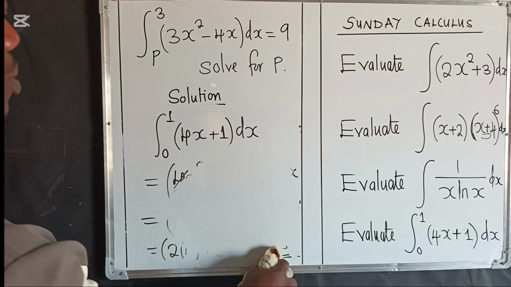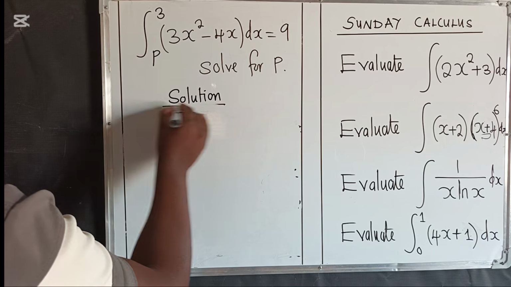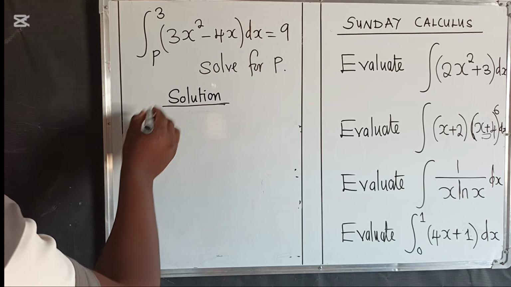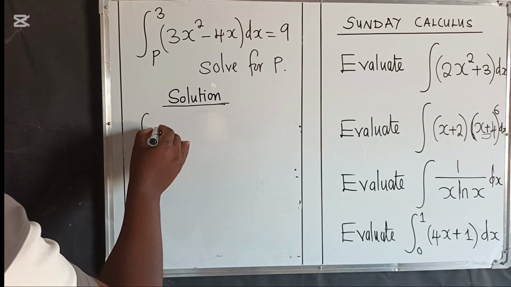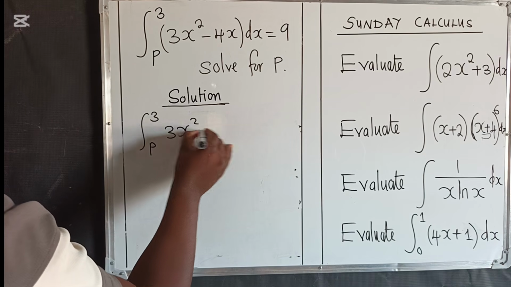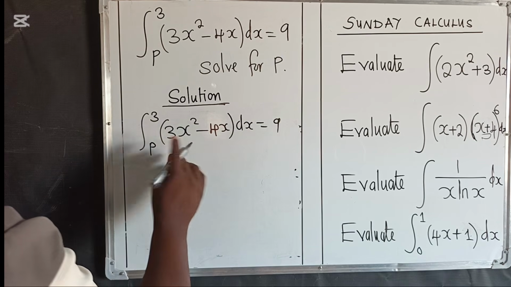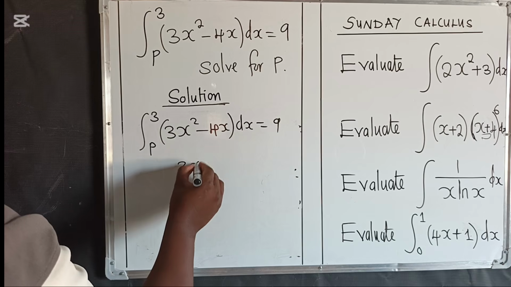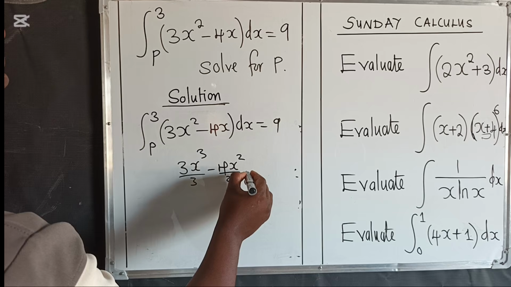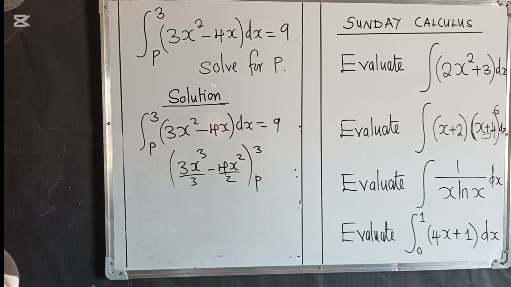So that's it for question 4. We now go to the last question, which is question 5. For question 5 here, to find the value of p when you've been given this equal to this, we are simply going to integrate as usual. So we've got p as a lower limit, 3 upper limit, of 3x^2 minus 4x dx equal to 9. So here this will be 3x^3 over 3 minus 4x^2 over 2. The limits should not be forgotten. Upper limit is 3, lower limit is p.